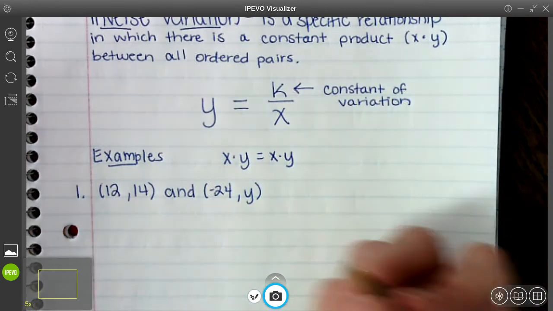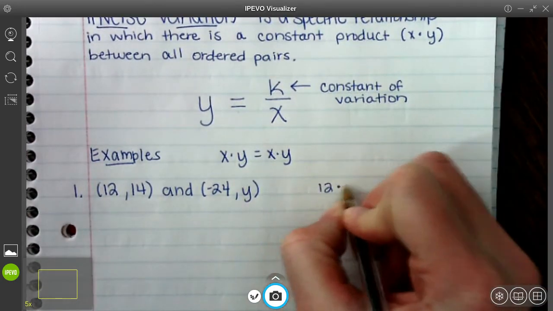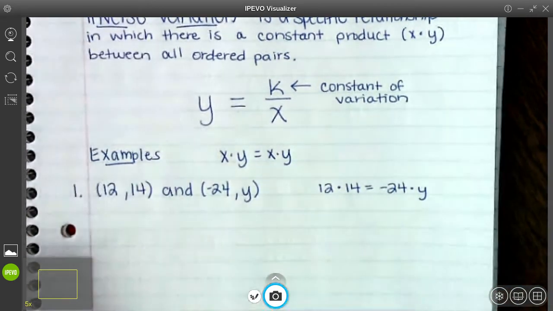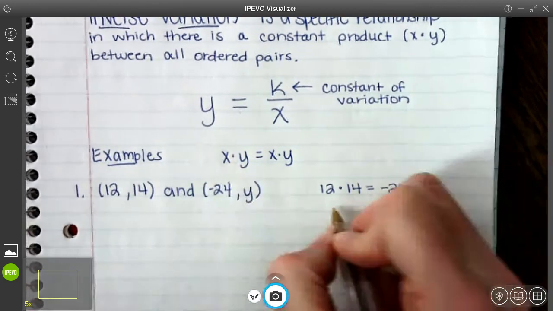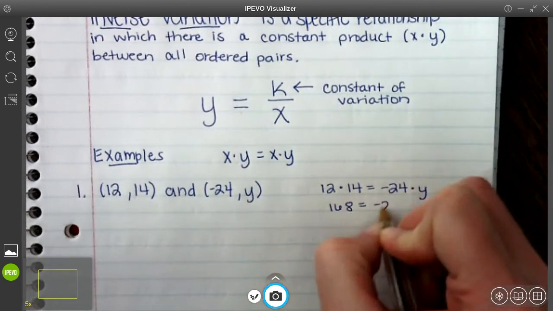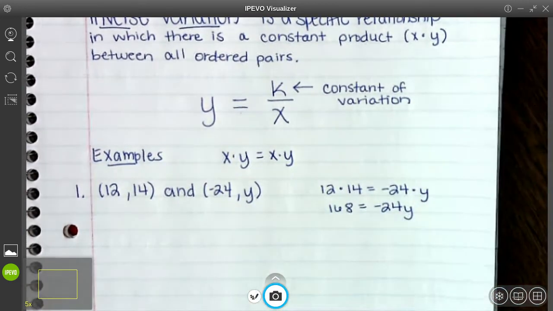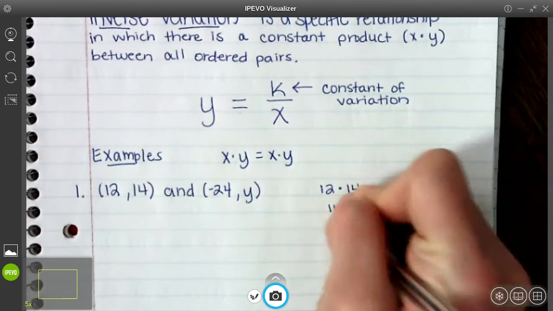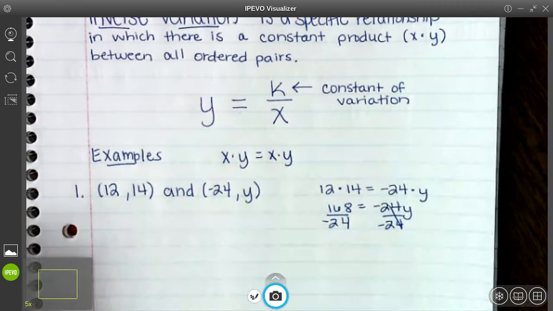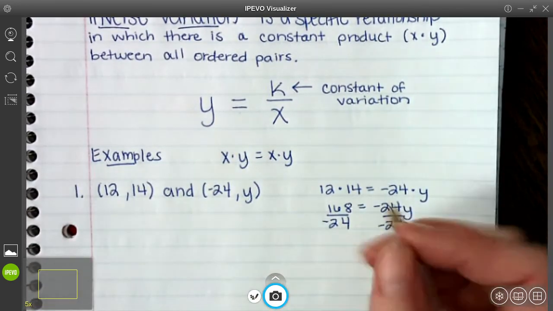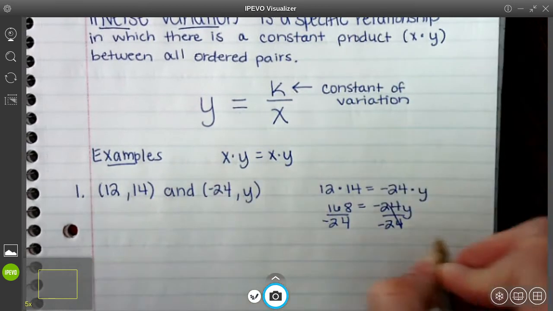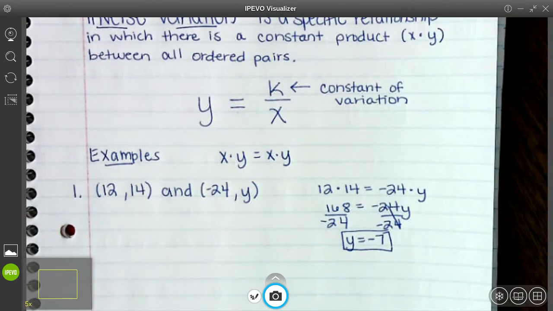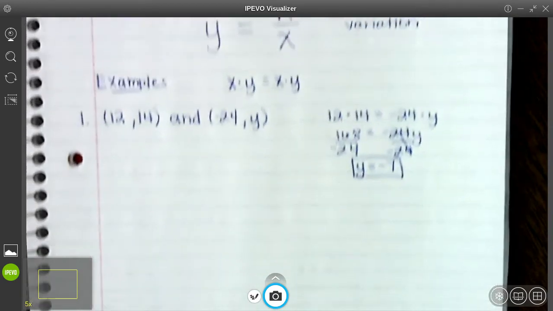So we're going to say 12 times 14 equals negative 24 times y. So then I would have to simplify 12 times 14, which is 168. From there, how do we solve for y? Divide. So 168 divided by negative 24 is negative 7. So y is negative 7. Y'all are awfully quiet. Are you following this?